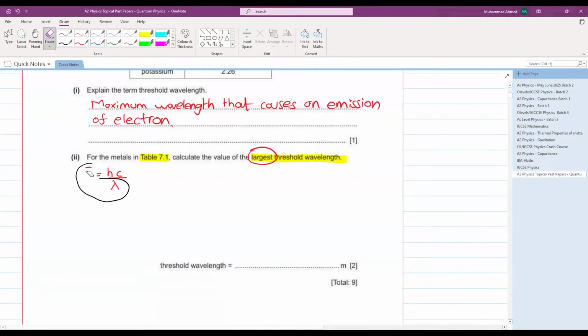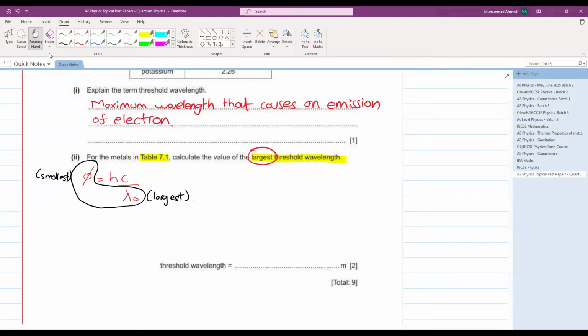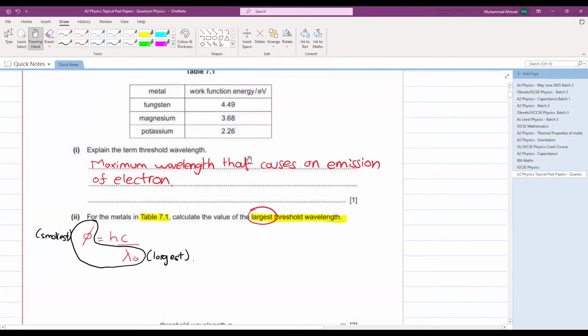Or in this case, let's say this is the work function. Let's say we write it like this. Work function is equal to hc over lambda naught. Can you see work function is inversely proportional to lambda naught? Yeah, that's correct. So for the largest threshold wavelength, we will have the smallest work function or phi. Which element or metal has the smallest work function? Potassium, 2.26, and the units are in electron volts.